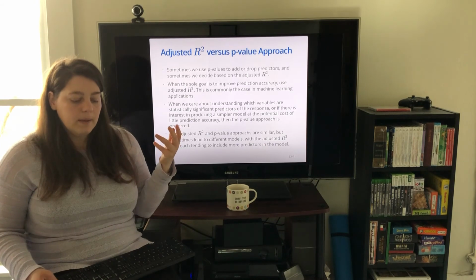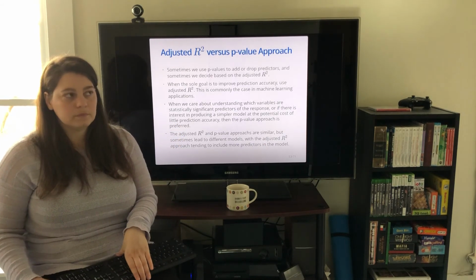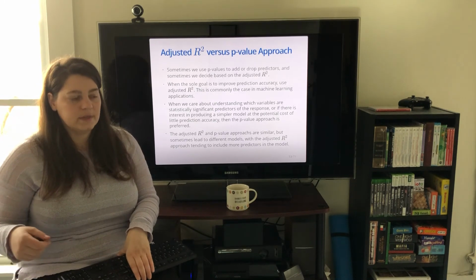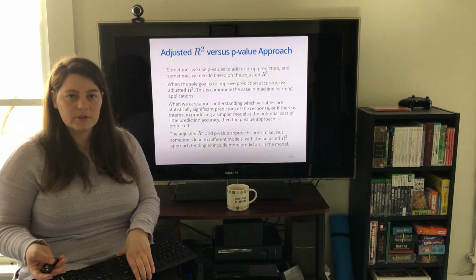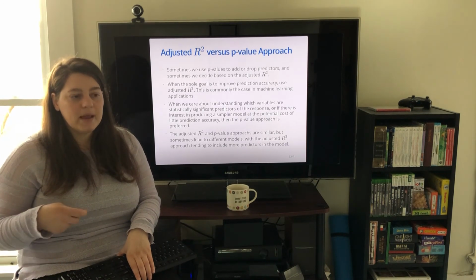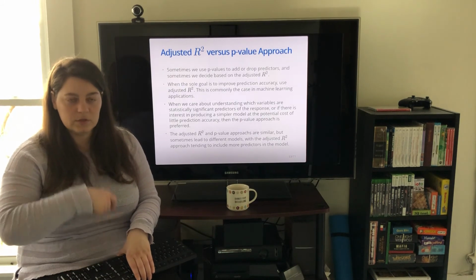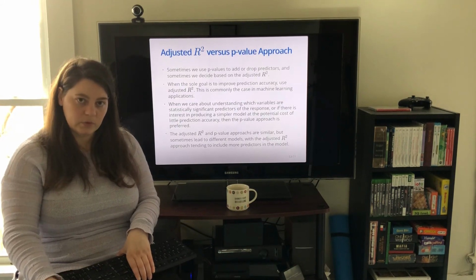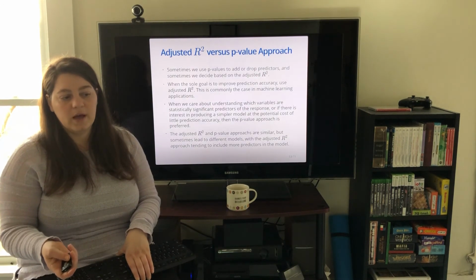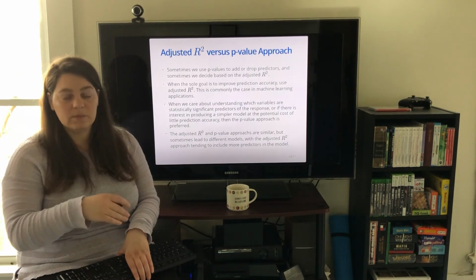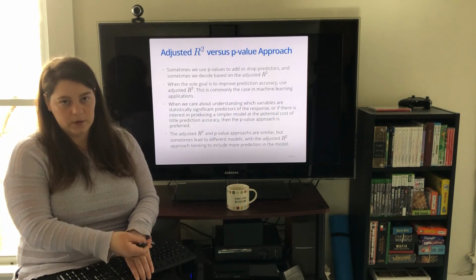So I think a good example would be to model the presence of, we'll say, cancers in the population, right? We might want to be able to predict how many cancer cases there are going to be in the population so we can appropriately allocate resources. So if you're building a model to predict the number of cancer cases with the goal of giving resources to people, you might want to have good predictions and you would use the R-squared approach.